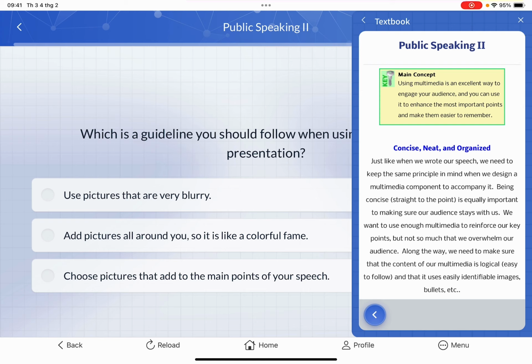So if you're giving a speech in public, you can just give a speech on your own. But using multimedia is an excellent way to engage our audience, and we can use it to enhance the most important points and make them easier to remember for ourselves. So if we are nervous about it, just use multimedia because it also helps a lot.